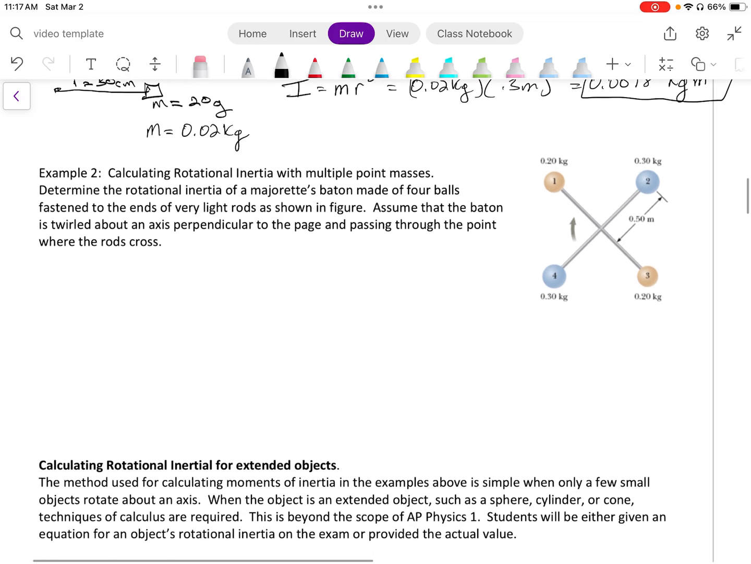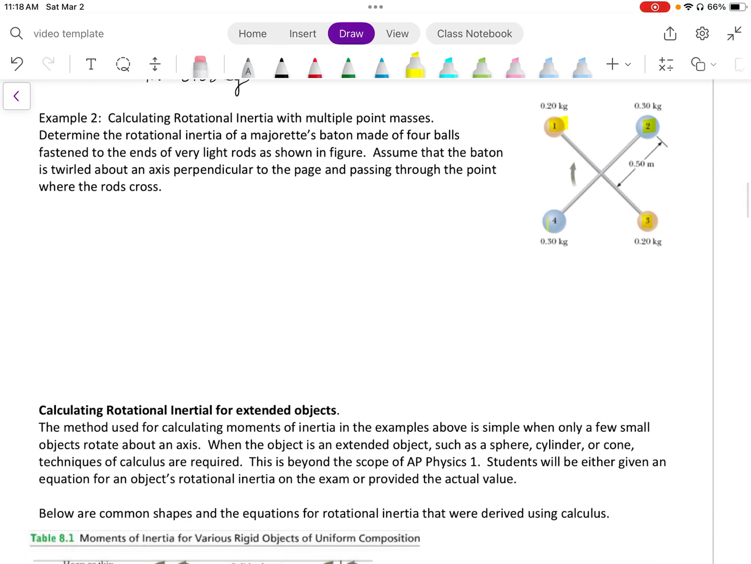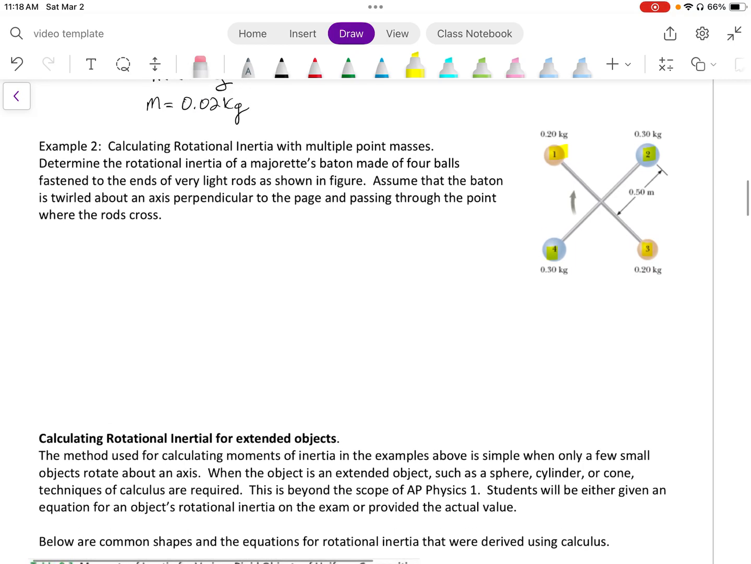Okay. Next, calculate the rotational inertia with multiple point masses. That's this example. How many point masses does this example have? I got 1, 2, 3, 4. Let's continue the question. Determine the rotational inertia of a majorette's baton made up of 4 balls fastened to the end of very light rods as shown in the figure. In other words, I can ignore the mass of the rod.